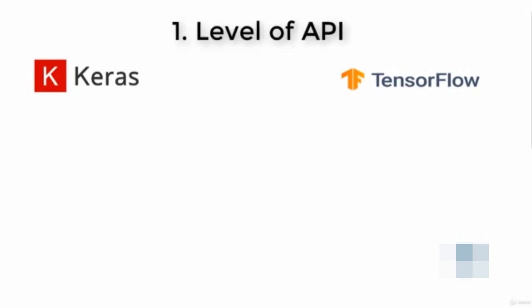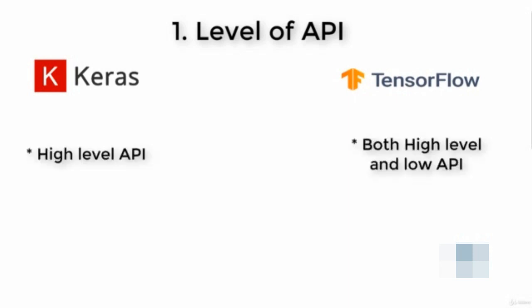So the first one is the level of API. Now when we consider the level of API, Keras has a higher level, whereas TensorFlow is basically the framework that provides both high and low level APIs. Keras is a high level API that is capable of running on top of TensorFlow and Theano. It has gained favor for its ease of use and simplicity, facilitating fast development.